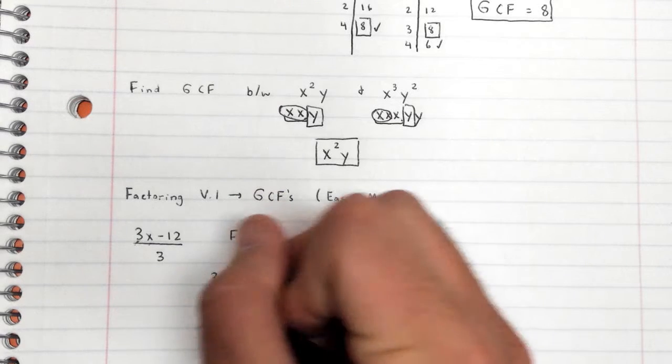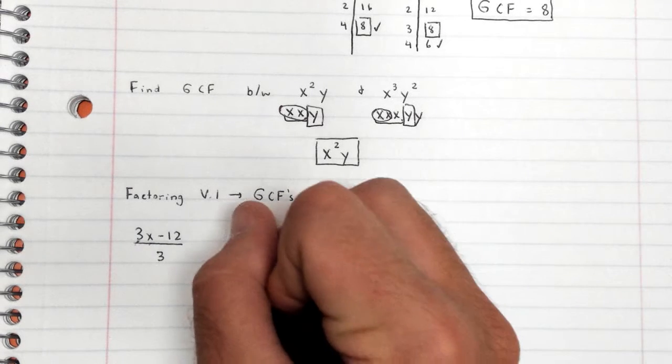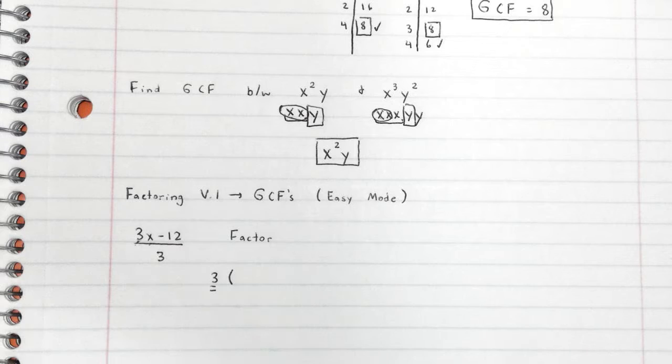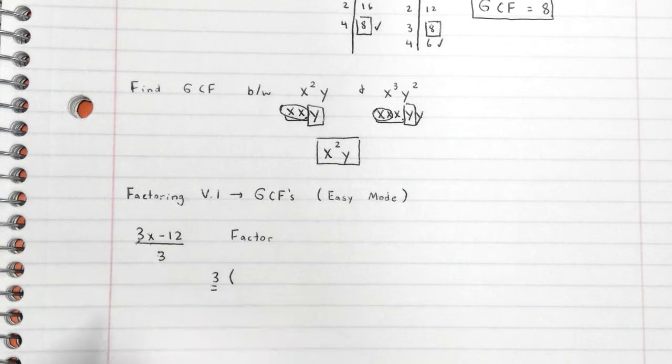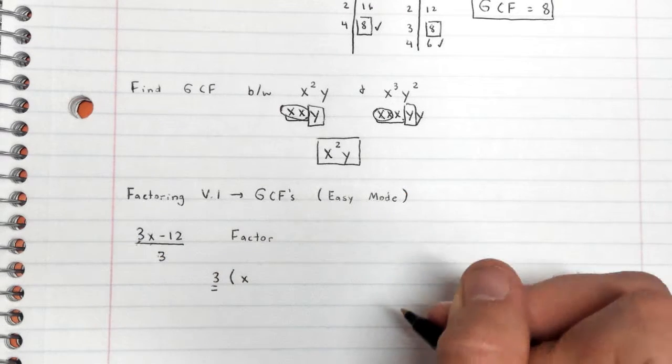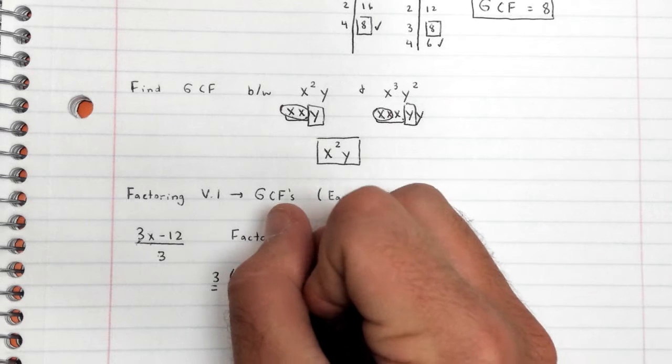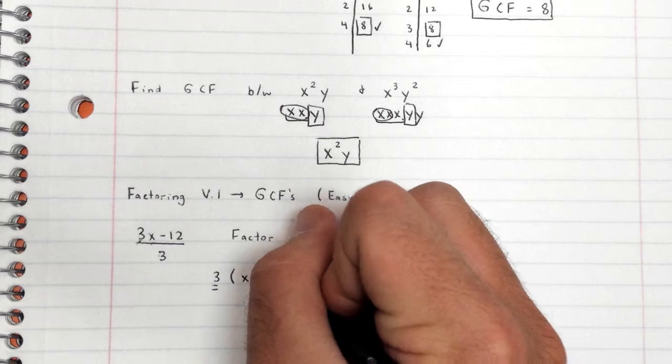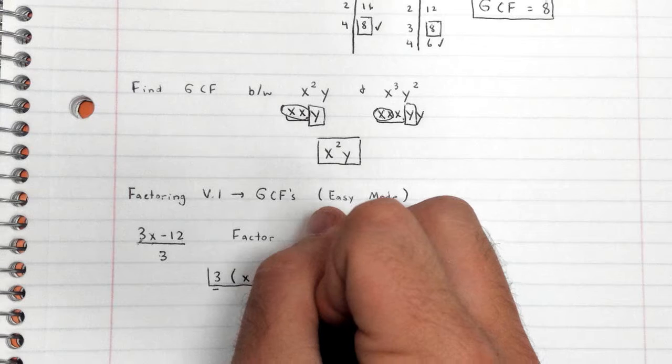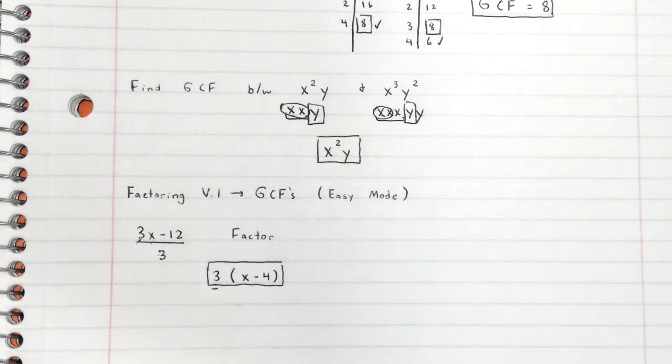That GCF goes on the outside, and I divide to get the inside. 3x divided by 3, I'm left with x. Negative 12 divided by 3 is negative 4. BAM! That's it. That's all you have to do for this factoring. Super easy, totally doable, yet you will still panic when you run into these kind of problems.